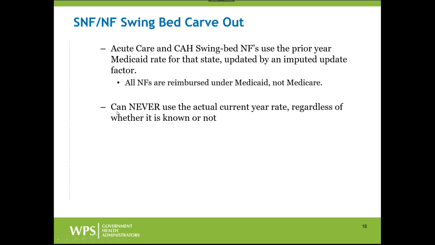And the important piece about this, and we get this question quite frequently, we've talked with CMS about this in the past, we can never use the actual current year rate, regardless of whether it's known or not at the time you file or at the time we final settle. We are always required to use the prior year actual rate trended forward to approximate the current year rate. It's not an interim rate that gets updated or reconciled. That is the final amount we're using. We're required to use that.